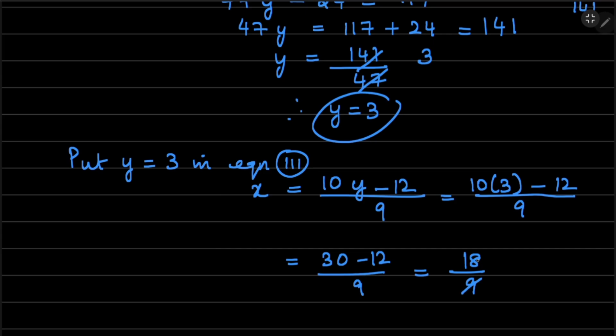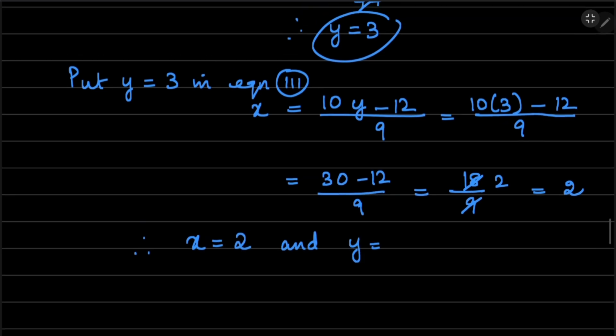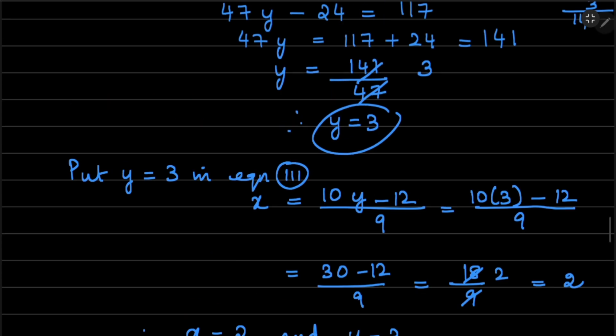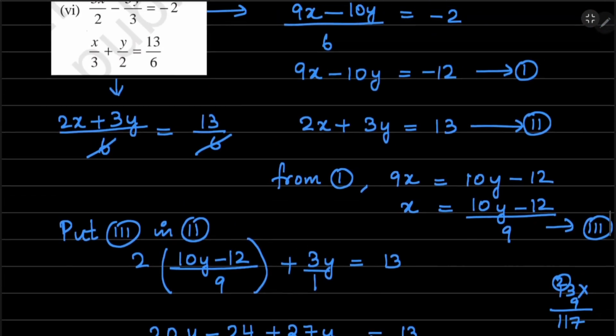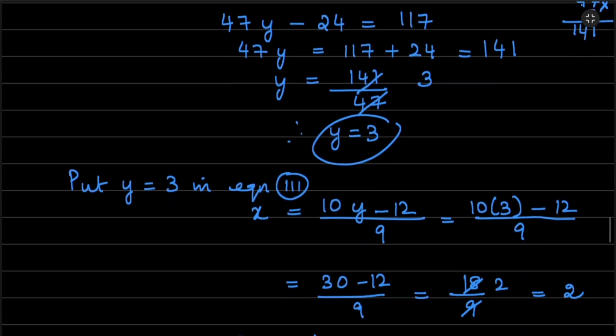18 by 9, 9 2s are 18. So the answer is, therefore, you can finally write x is equal to 2 and y is equal to 3 is the solution of this particular pair of linear equations. Okay, so very easily, very clearly we are able to do it.